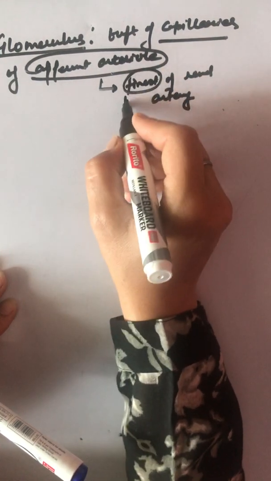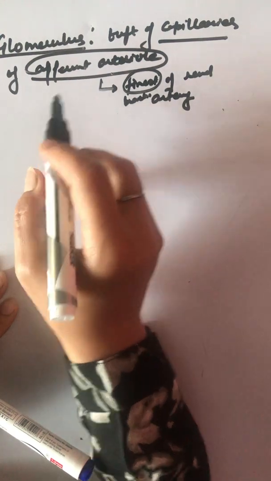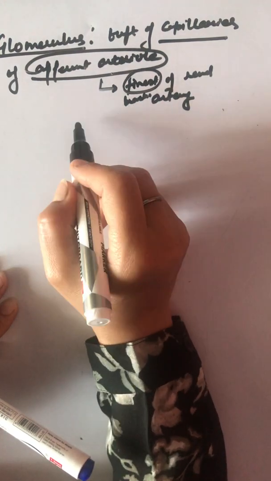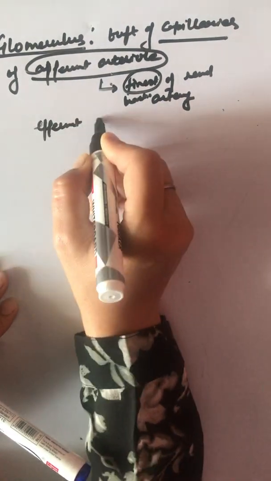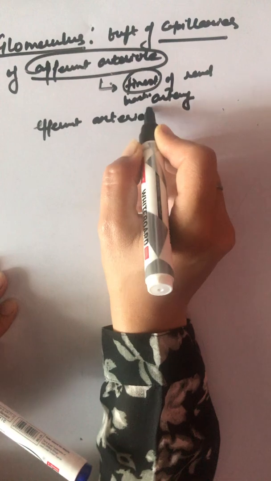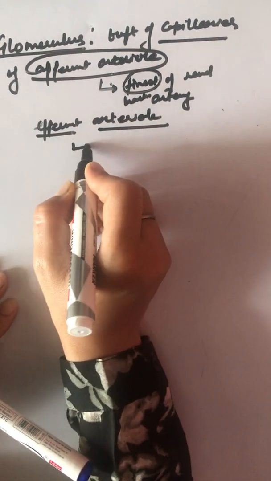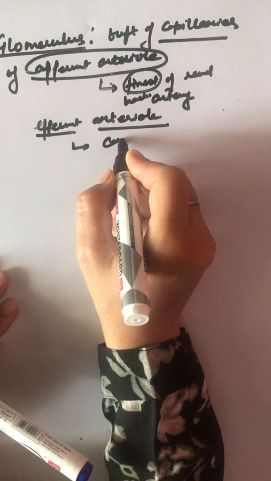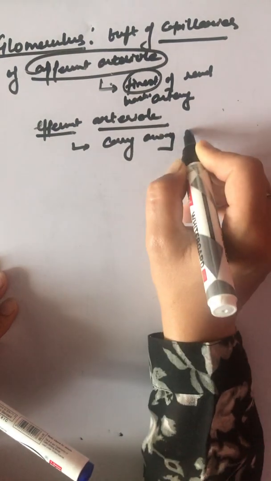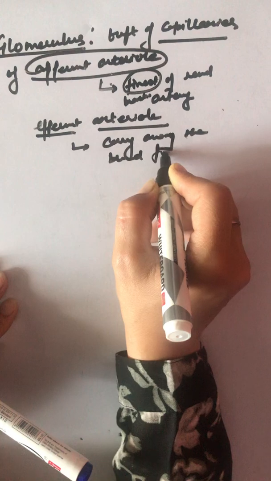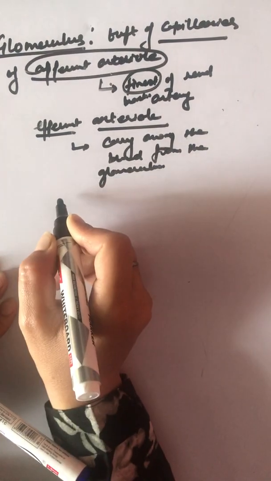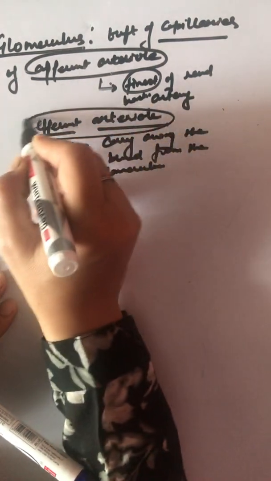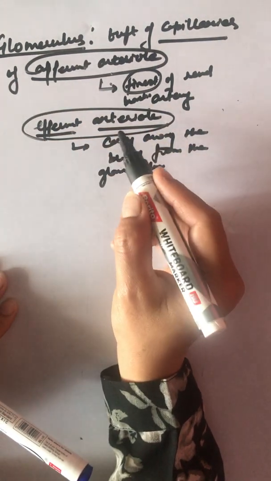Right, finest branch. Then, blood from the glomerulus is carried away by the efferent arteriole. This one brings in blood and there is the efferent arteriole. Its role is to carry away the blood from the glomerulus. Then this efferent arteriole also forms a finer network known as peritubular capillary around the renal tubule.